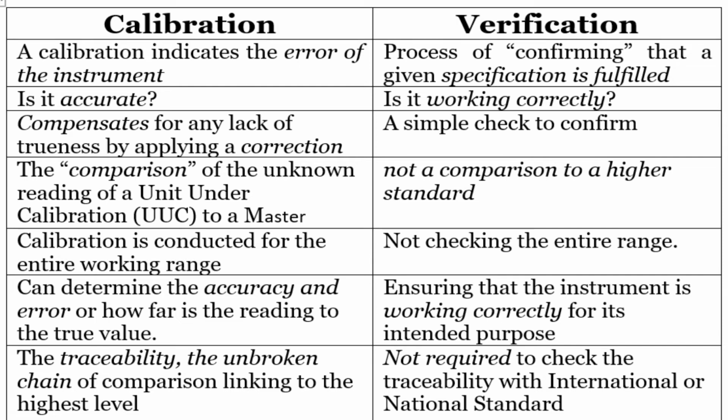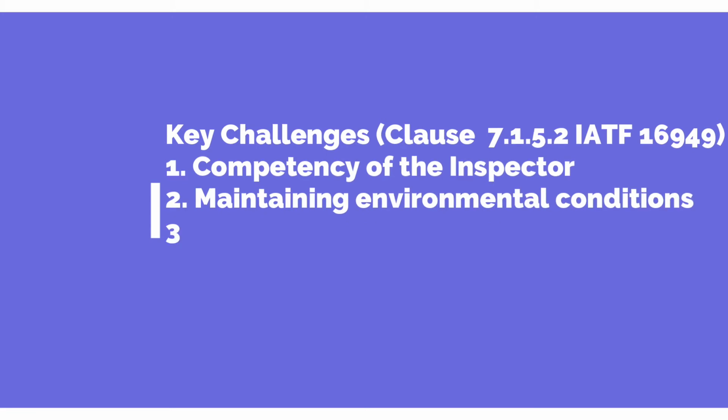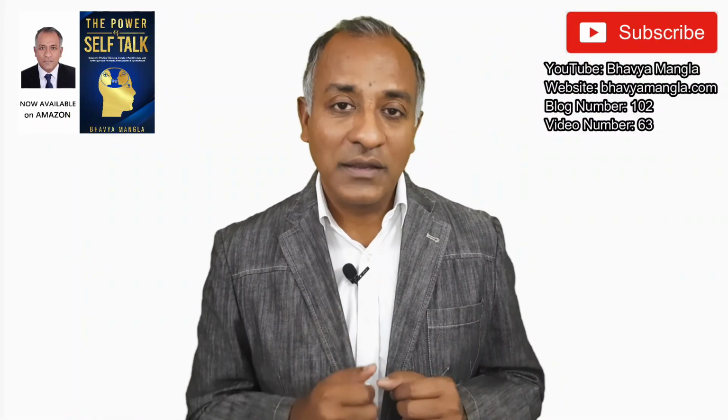Some of the key challenges that the industry generally faces with respect to calibration and verification, as per clause 7.1.5.2 of ISO 9001 as well as IATF 16949, are these. The first and foremost is whether the person doing the calibration is actually competent or not. The second important thing is, when we are doing the calibration, are we making sure the environmental conditions, say temperature and humidity, are within the guidelines specified by the standard? And thirdly, and most important, while doing the calibration, are we following the thumb rule of 1/10 for using a better quality master?